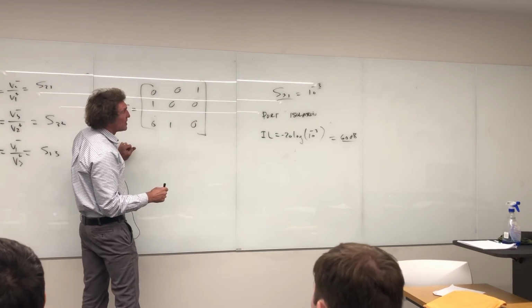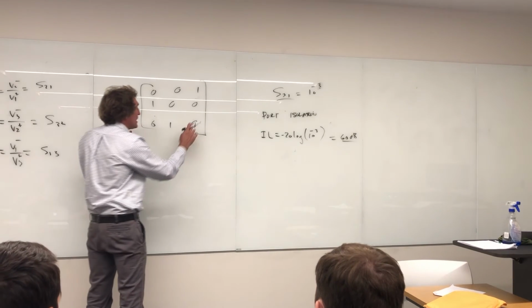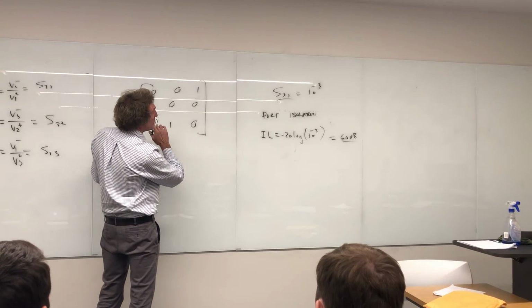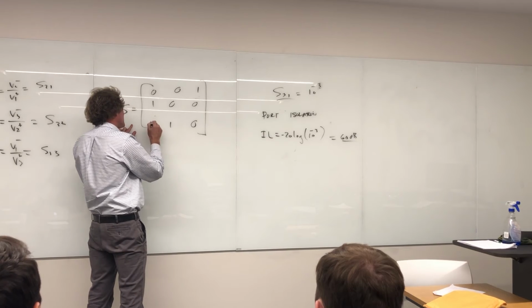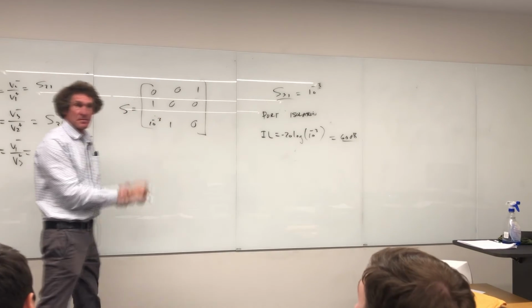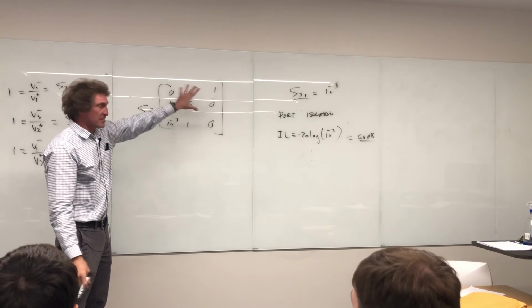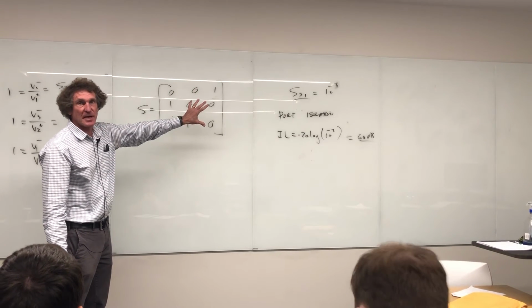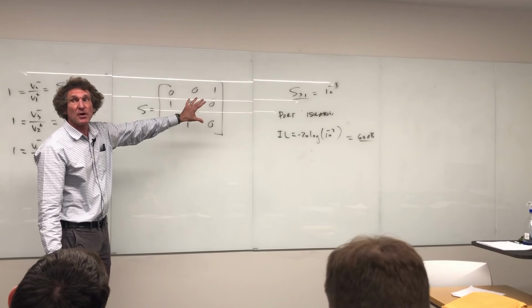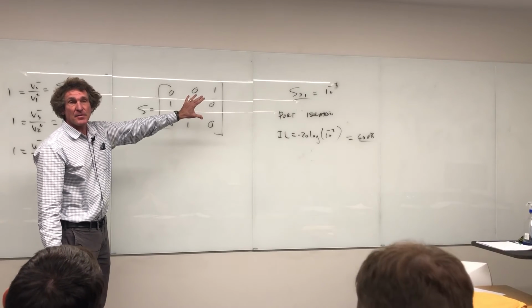So if that S31 is 10 to the minus third, well, that would be here, right? Right here would be 10 to the minus third. Correct, class? So if I give you a matrix with different things here, and I ask you for the isolation in certain ports, you could do that. Do y'all follow me?